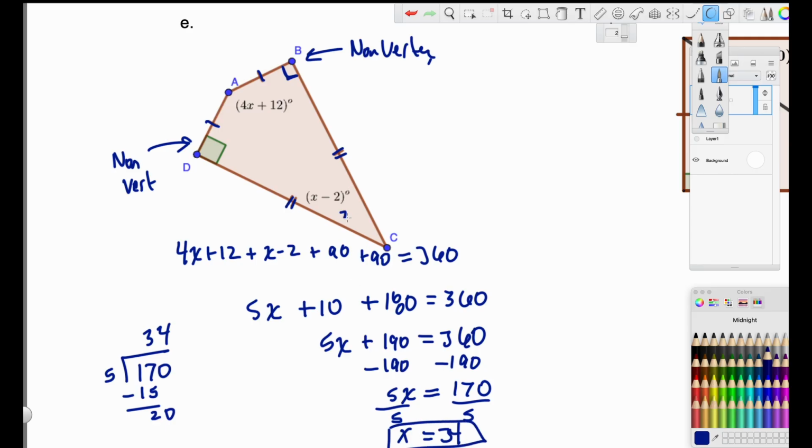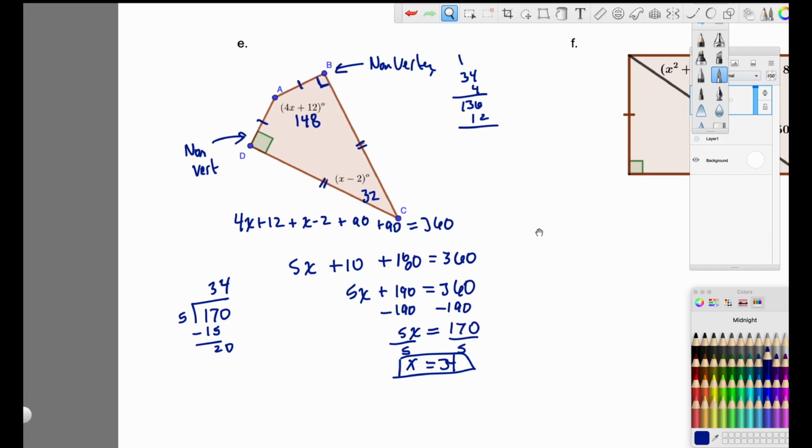So this would make this angle 32. And this angle would be 34 times 4, 136, plus 12. This would be 148. 148 and 32 would be 180. And 90 and 90 is 180, so that would be 360. Okay.